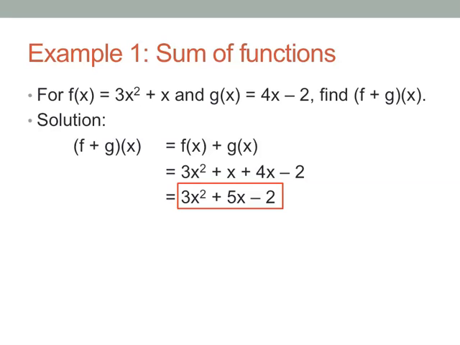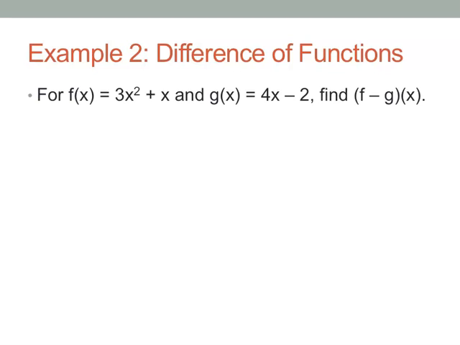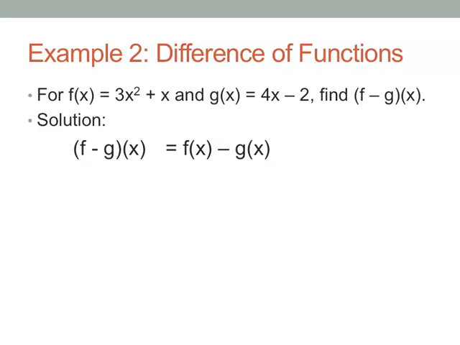Now let's look at an example where we have the difference of two functions. So we'll still use the same two functions for f and g, but this time we're finding f minus g of x. Again, we can rewrite this if it's helpful to write it as f of x minus g of x. With the difference of functions, you just want to be sure that when you are subtracting g of x, you are subtracting the whole function. So I would suggest just writing each function in parentheses. So I'm going to write parentheses 3x squared plus x minus parentheses 4x minus 2.